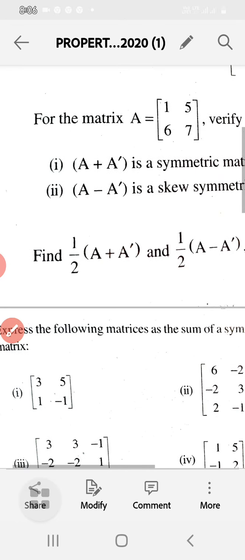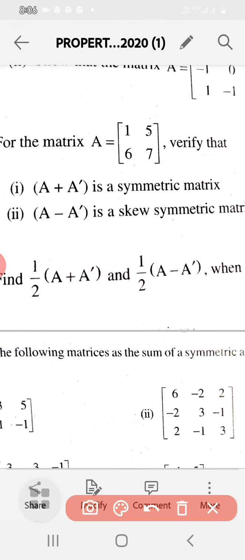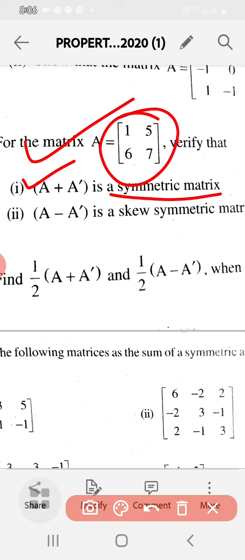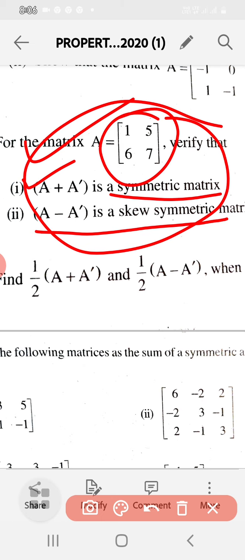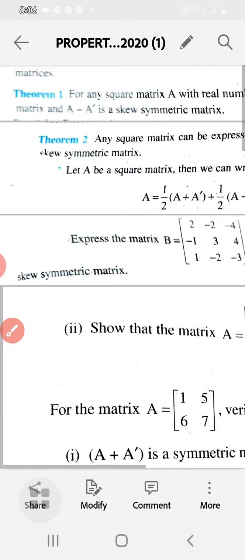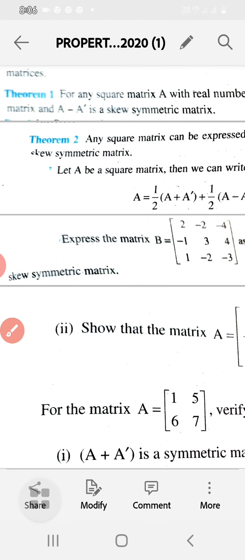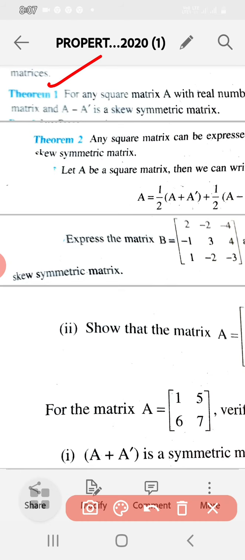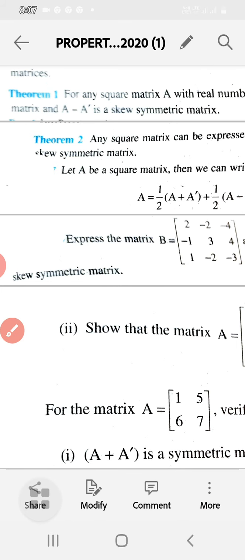Here we have considered this example, 1 5 6 7. If A is any square matrix, then A plus A dash is a symmetric matrix and A minus A dash is a skew symmetric matrix. This is considered the first example, and that is the first theorem or statement: for any square matrix A with real number entries, A plus A dash is a symmetric matrix and A minus A dash is a skew symmetric matrix. That completes our first statement.